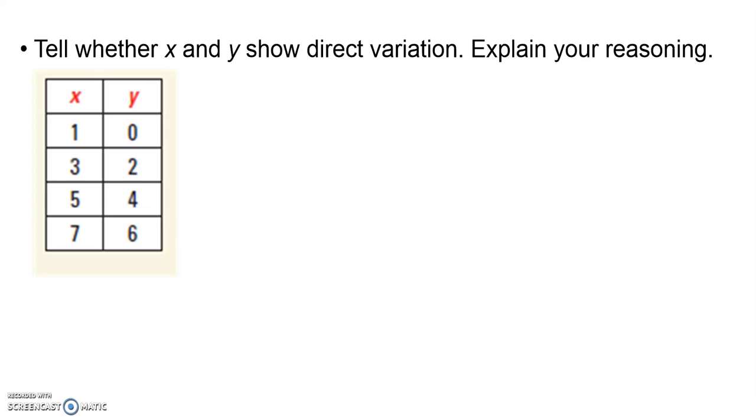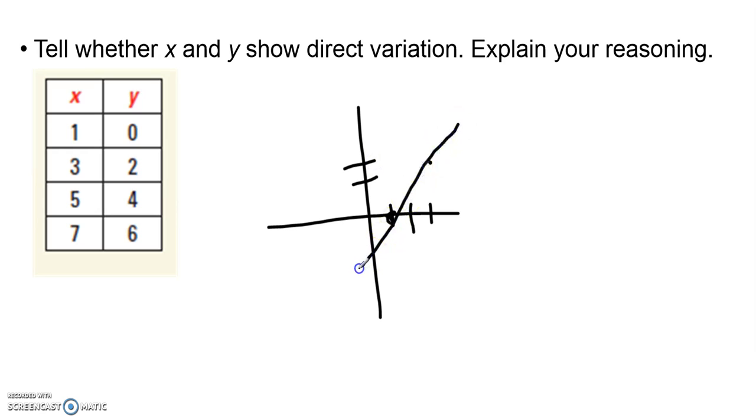Okay, tell whether x and y show direct variation. So no, it's not going to, and you could graph it, but this is not (0, 0), so it's never going to go through it. If you graphed it, if you have 1, 0, and then you have 3, up 2, I'm just going to graph 2 points, it's going to go right there. So it's going to miss this essential point that means direct variation. Okay, so no.